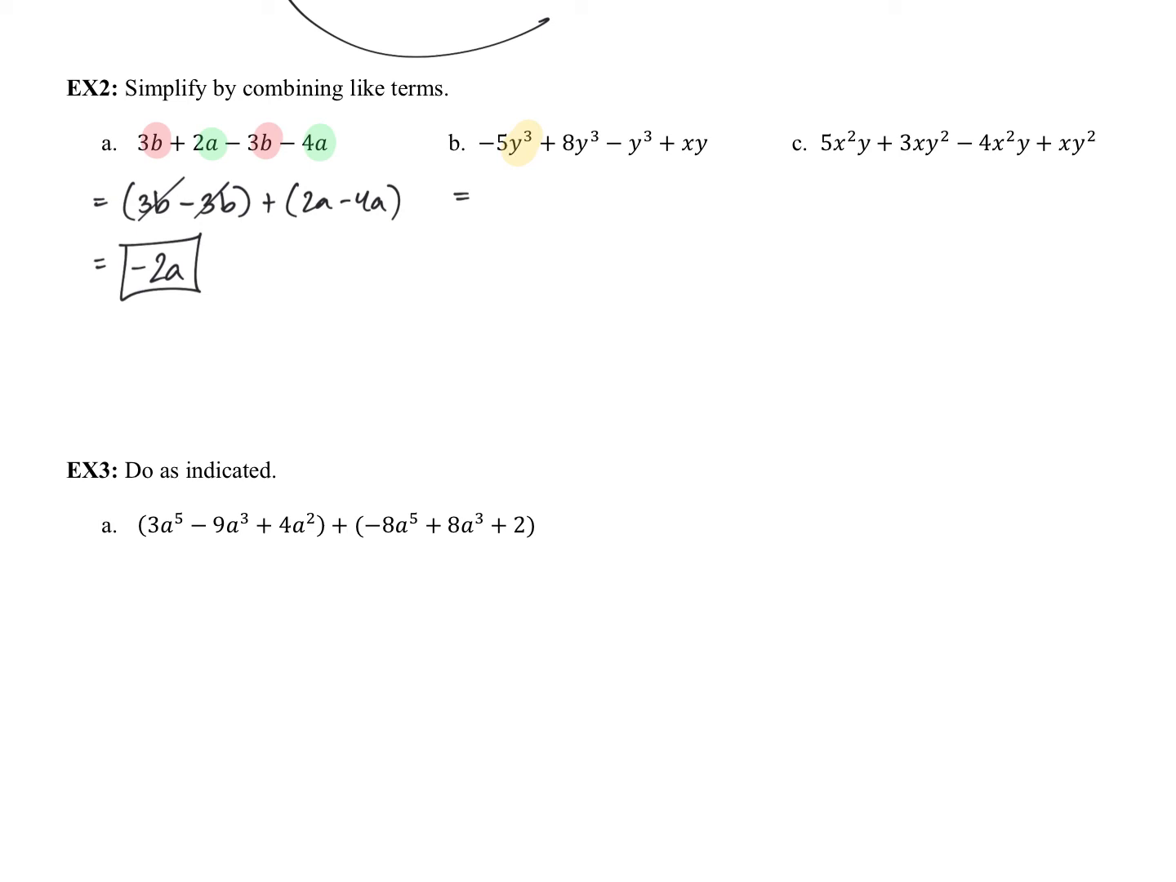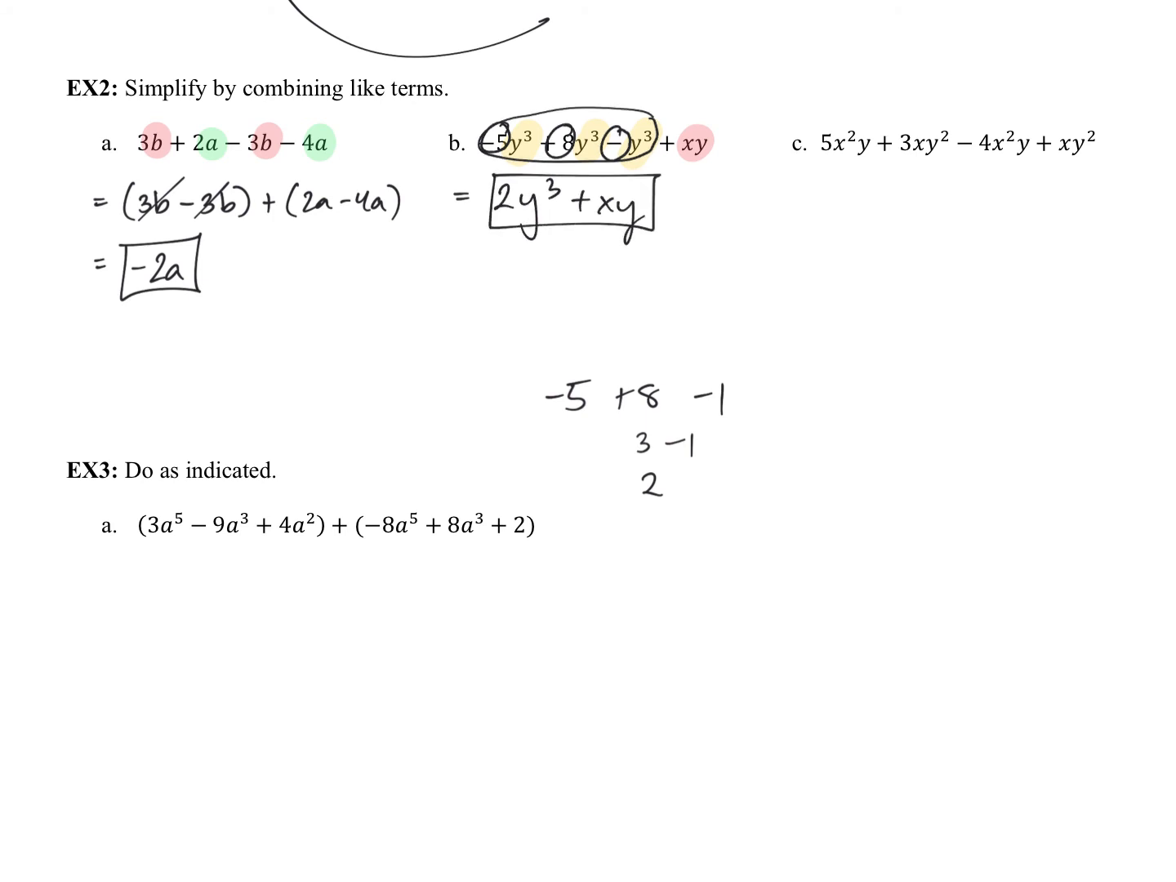Like terms, we have y cubed, y cubed, y cubed. Ooh, and then an xy. That's the only one that's not a like term. So we'll go ahead and combine these. We have a negative 5 plus 8 minus 1. Let's do this on the side. Negative 5 plus 8 minus 1. That is going to be 3 minus 1, 2. So we have 2y cubed plus xy. And we're done. Let me go ahead and erase this.